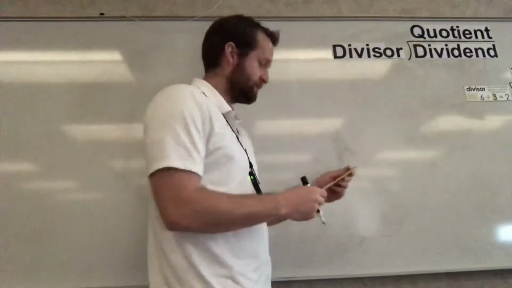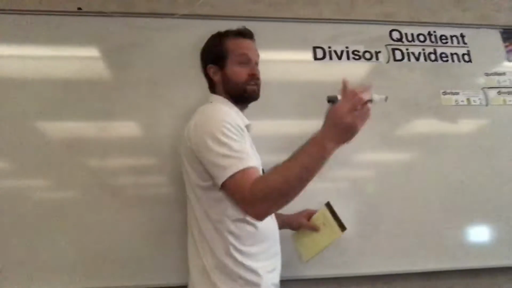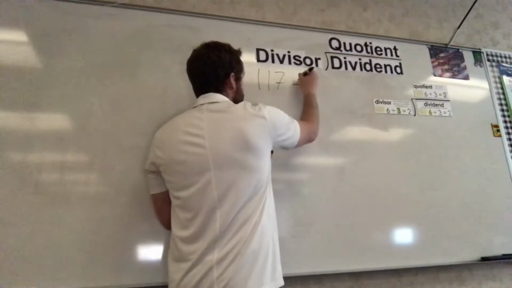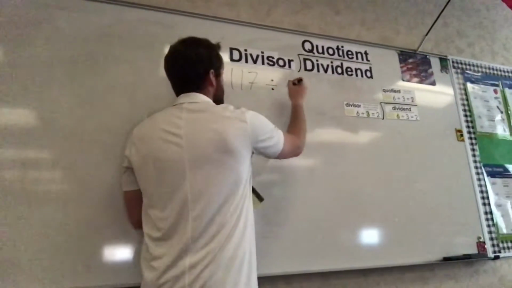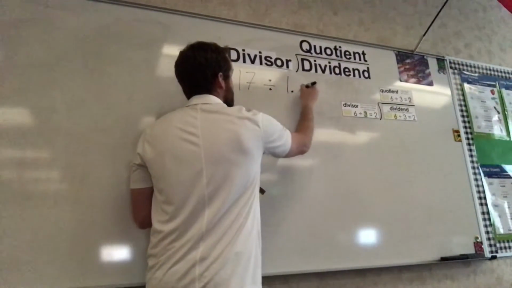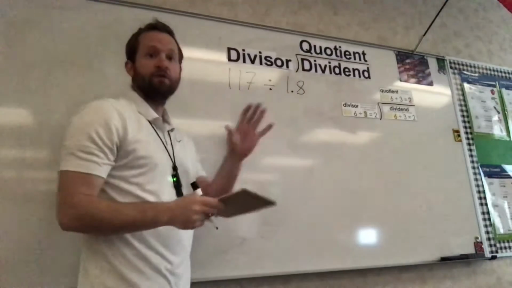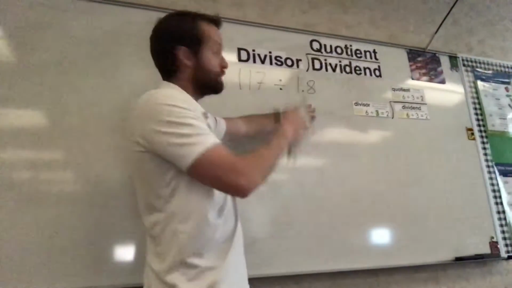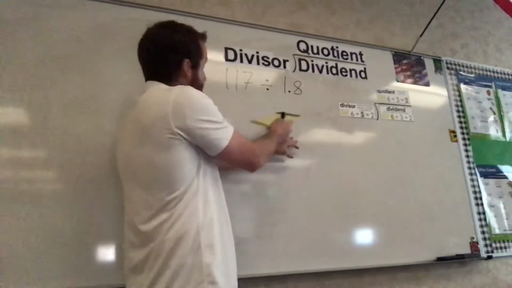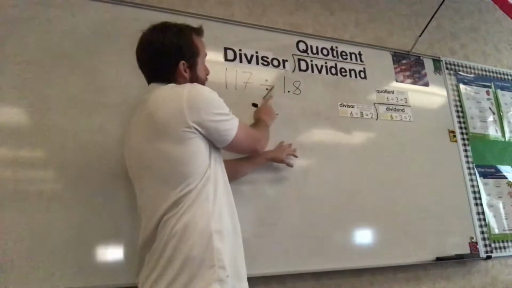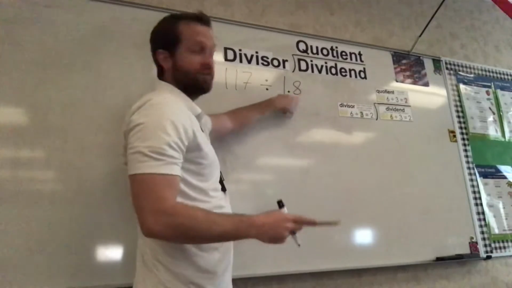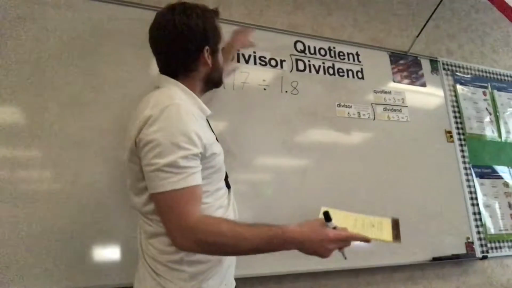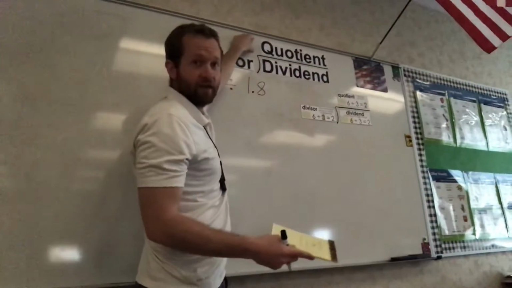Okay, so let me write a problem here to show you. If I give you a problem like this, it says 117 divided by, let's see, 1.8. Now we've been reviewing and we remember that this second number is the divisor because it's the number we divide by, right? And this says 117 divided by 1.8. And our divisor always goes on the outside of our division bracket with the dividend on the inside and the quotient up on the top, right?